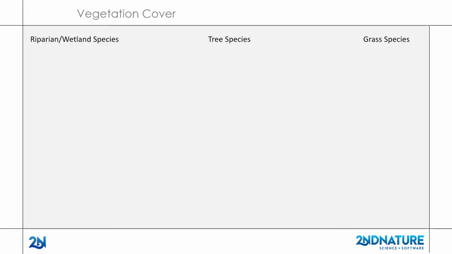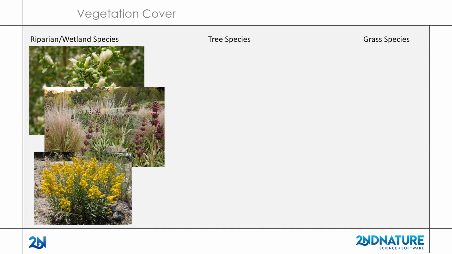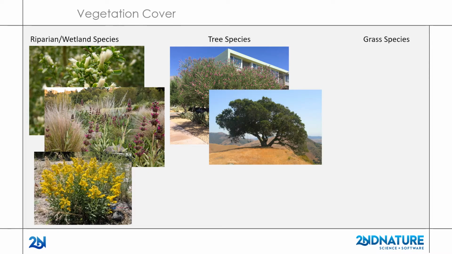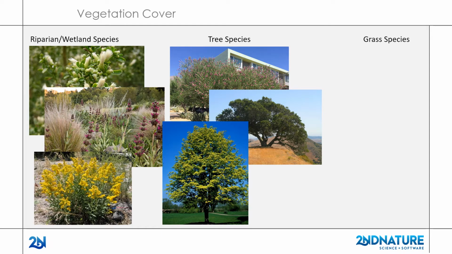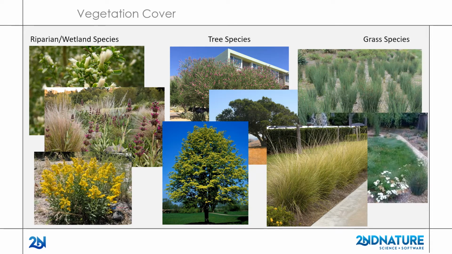To accurately estimate the percent cover, the user must become familiar with three different vegetation types: riparian or wetland species, tree species, and grass species. Examples of riparian species include coyote brush, hummingbird sage, and California goldenrod. Examples of tree species include desert willow, coast live oak, and western sycamore. Examples of grass species include juncus, California meadowgrass, and deergrass.